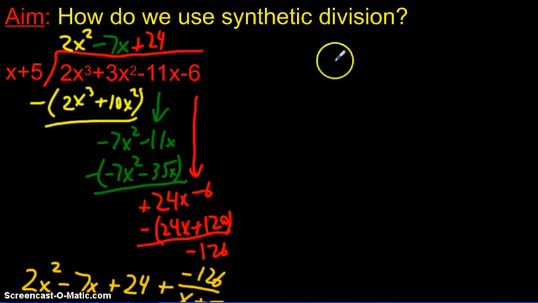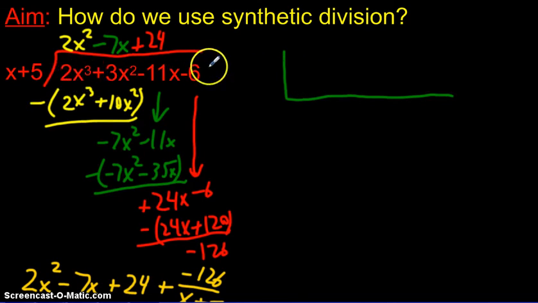Okay, so let's look at synthetic division. Significantly easier to do. We set up a little table here, and you'll see some parallels between the process used to find our answer and synthetic division. Firstly, we're going to use the coefficients of what we're dividing up here. So 2, 3, negative 11, and negative 6.